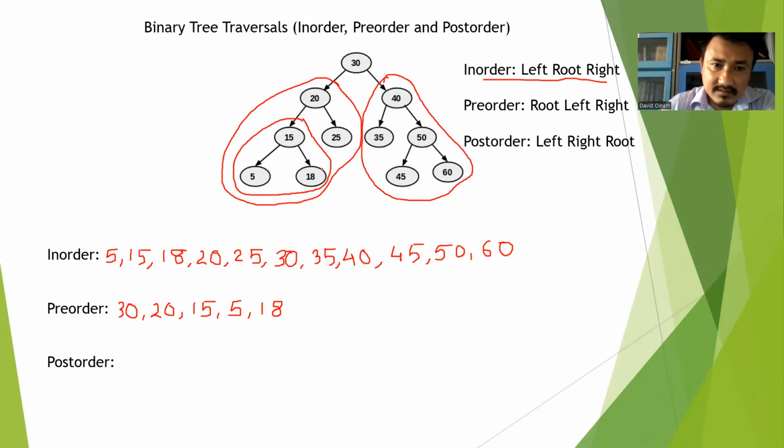Then we have to backtrack again to the root node. From here, this part is fully completed. So from here, you have to again backtrack to the root node 20. For the root 20, left side is completed in traversing. Left part we have completed. Then we have to move to the right. Right side is 25.